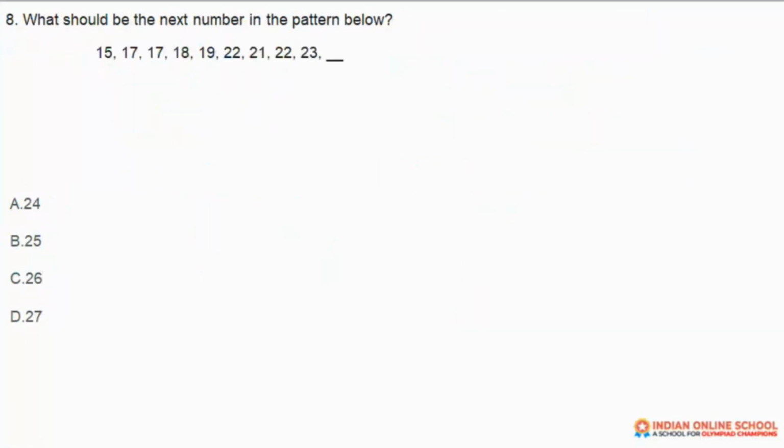So when we go towards the next question, this question is related to reasoning, and in reasoning, it is a pattern question. If we look at this question, there is a certain pattern they are following. We just need to figure out the pattern. Over here it is 15, 17, and 17, then 18, 19 and then 22. Okay, then 21, 22 and then 23. So how can we solve this question?